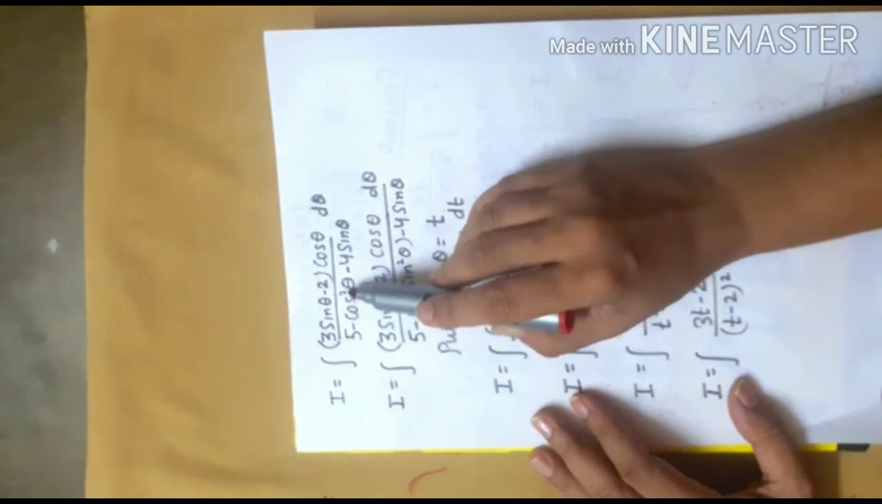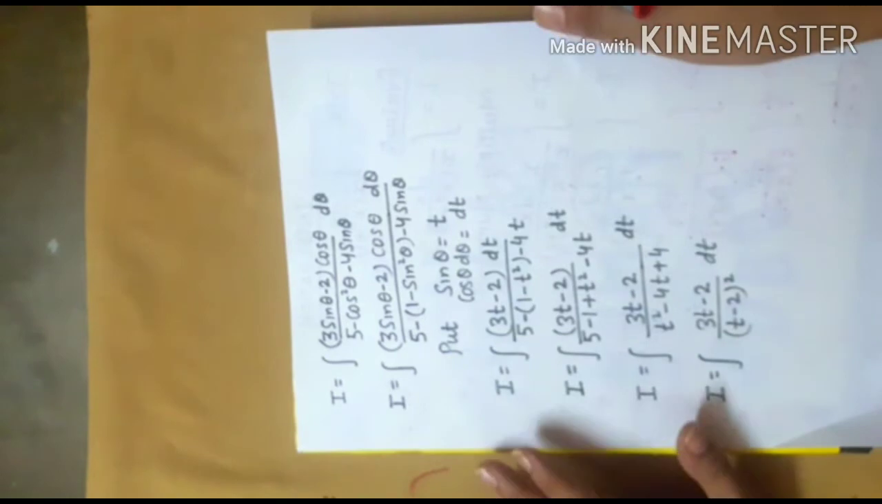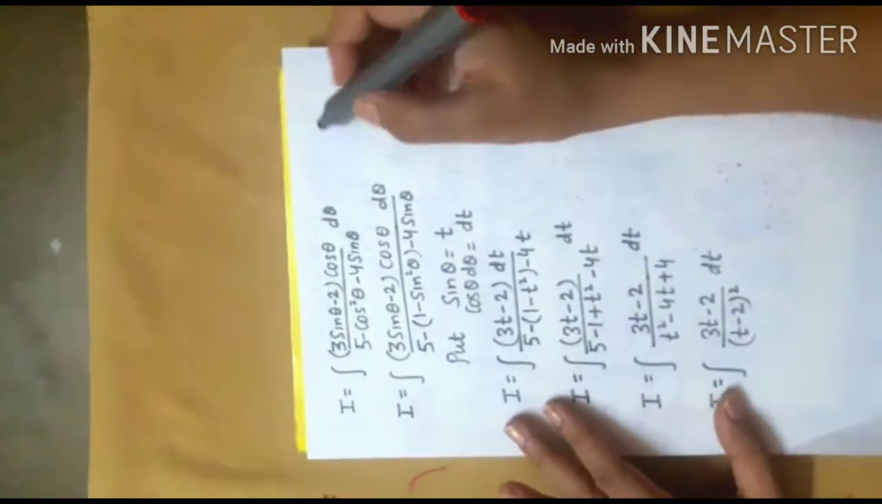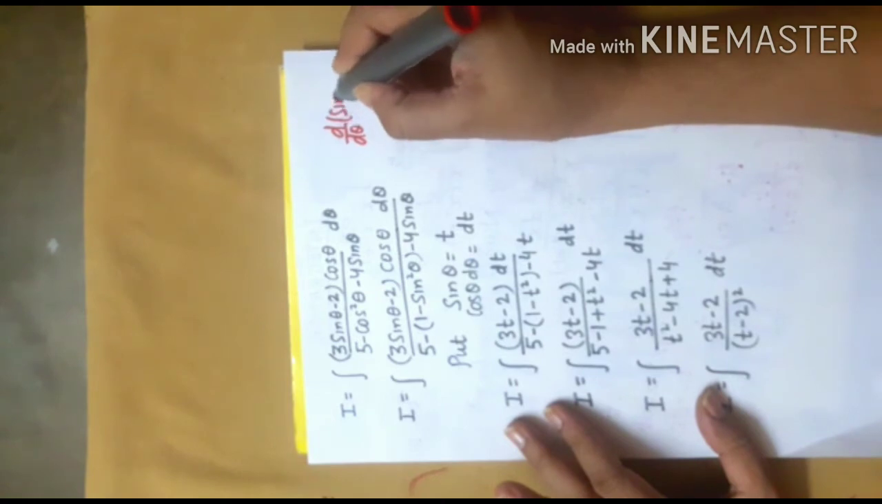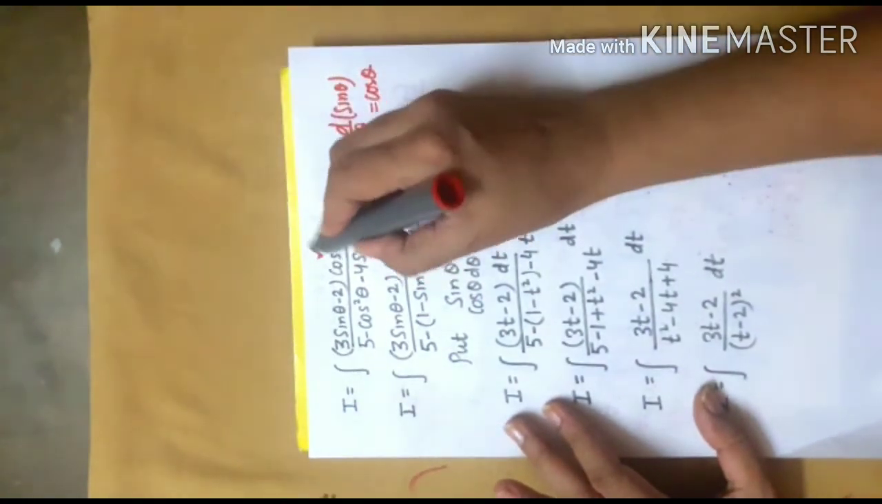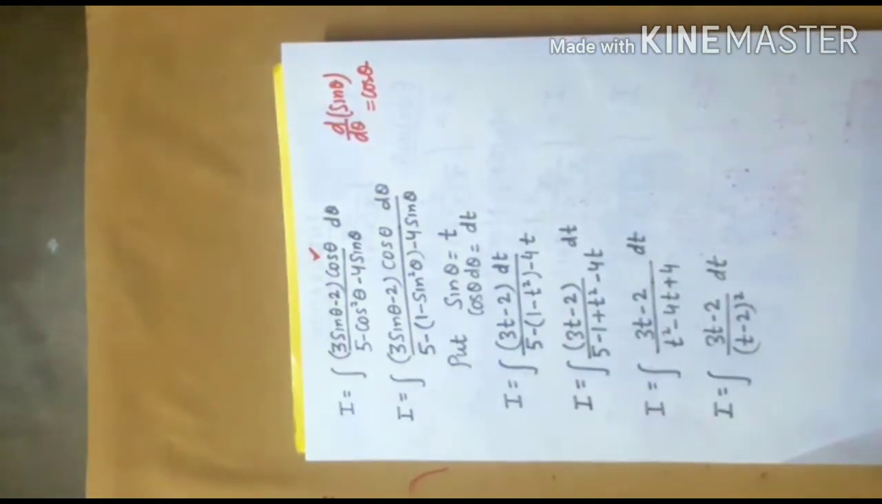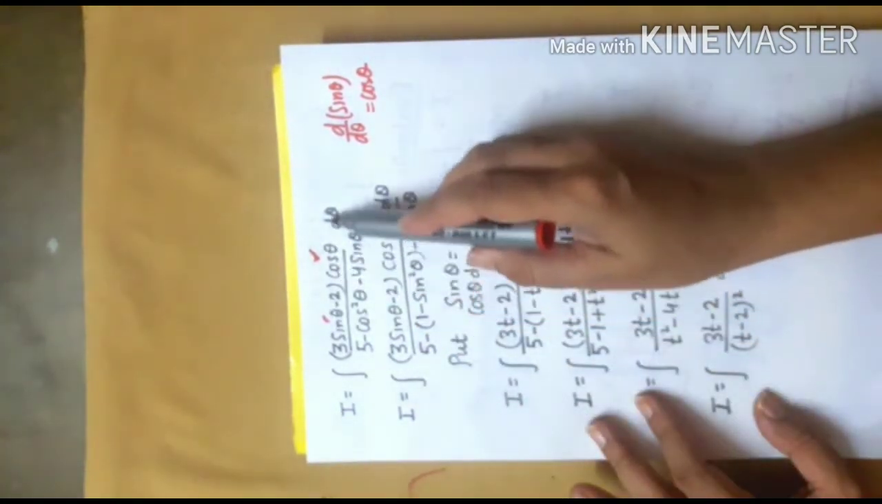5 minus cos square theta minus 4 sin theta d theta. What is the derivative of sin theta? It's cos theta. Right? So I can substitute sin theta with t. So here I'll get t, here I'll get t, and here I'll get dt.